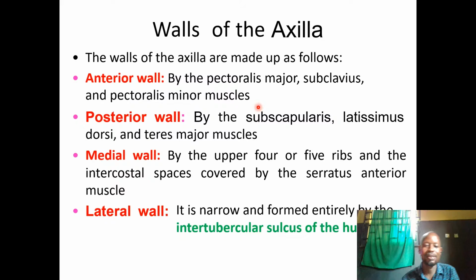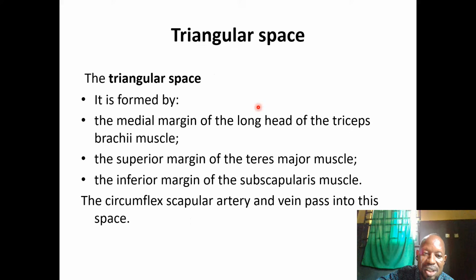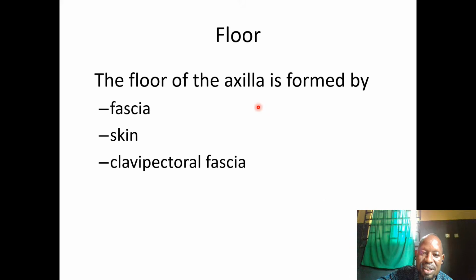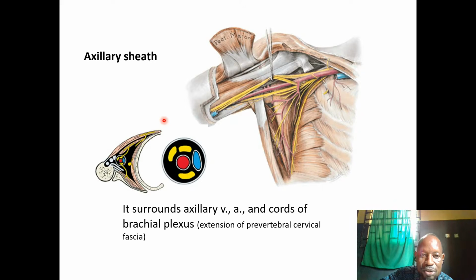So the boundaries are actually listed here. We've talked about it. All right, we've mentioned it. So you look at it, read what is written there. All right. So again, fascia, skin, and clavipectoral fascia, they all form the floor of the axilla. So look at the axilla, the contents: artery, vein, brachial plexus, and the axillary lymph nodes. Then you can also see the axillary space of Spence.